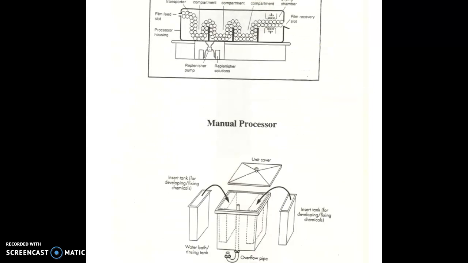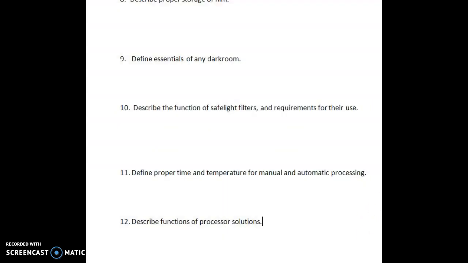I've also got you a manual processor visualization here. And it just shows you the tank. You would have a fixer tank and a developer tank with the water wash in the middle. And so you would put it into one tank, take it out, rinse, put it into the second tank, take it back out, rinse, and then hang it to dry. Okay, so those are your times and temperatures for manual and automatic processing.